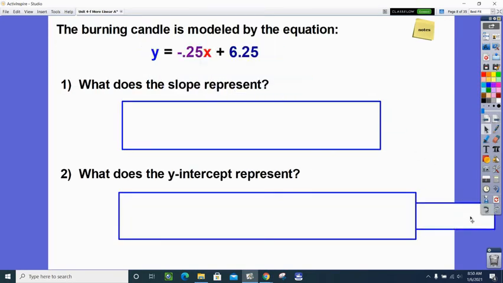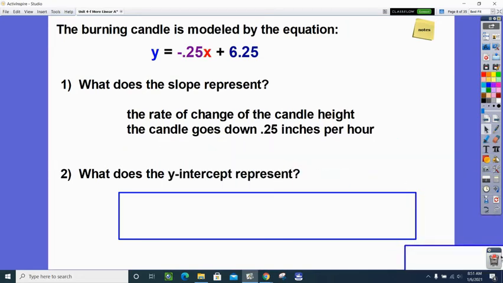Okay, so let's talk about this guy a little bit further. I had that covered up, but there he is. All right, what is the slope? What does this minus 0.25 mean in terms of the candle? That is the rate of change. It's telling you how the candle is going down. This is one of those wider candles, if you know what I mean. It's not like a birthday candle because it's dropping 1/4 of an inch per hour. So it's just telling you how that candle height is changing.